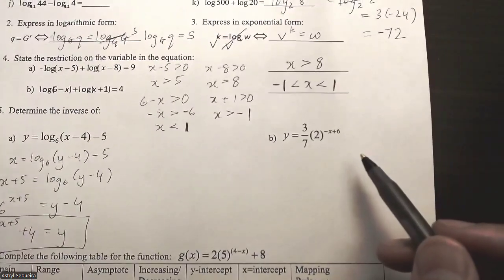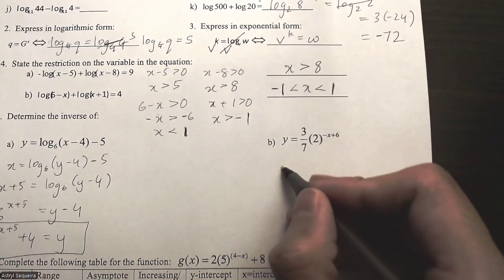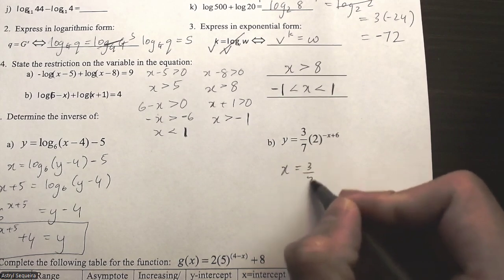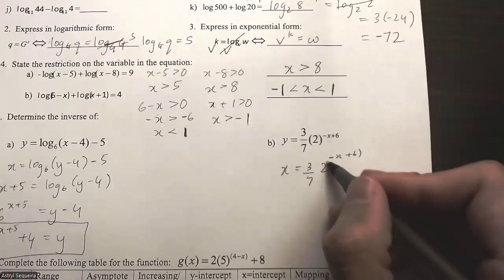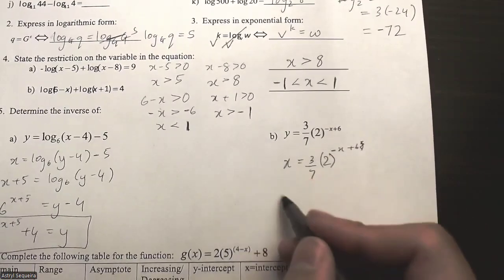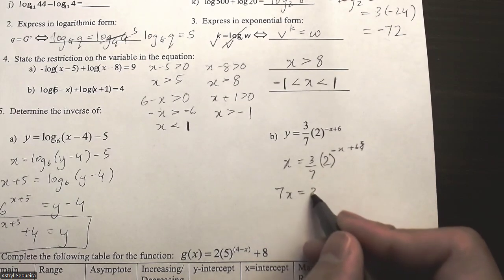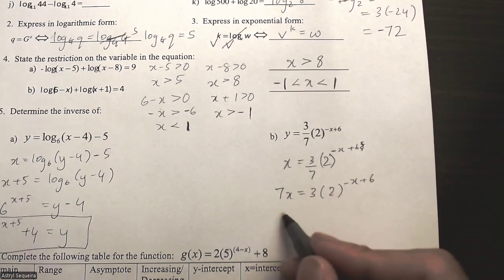Let's try part B. So flip my x and my y. Oops, let's put that there actually. That's my first step. And I'll multiply the 7 in my next step. Then I'll divide by 3.